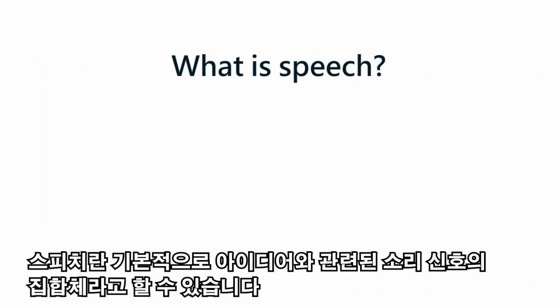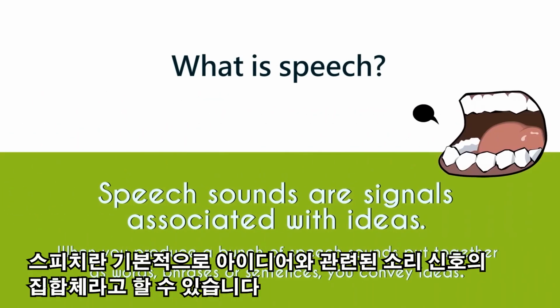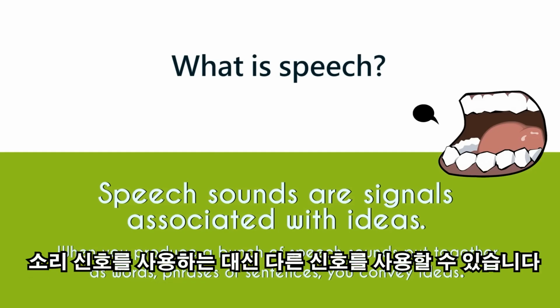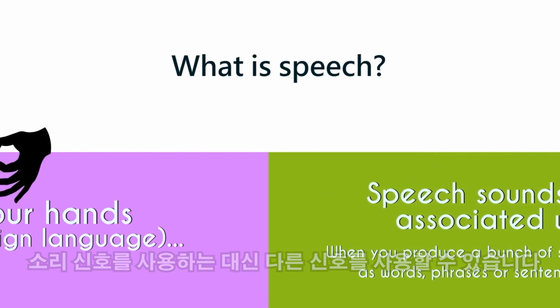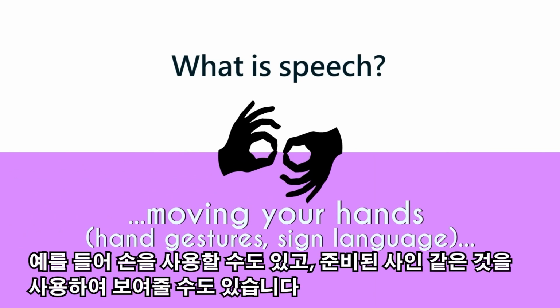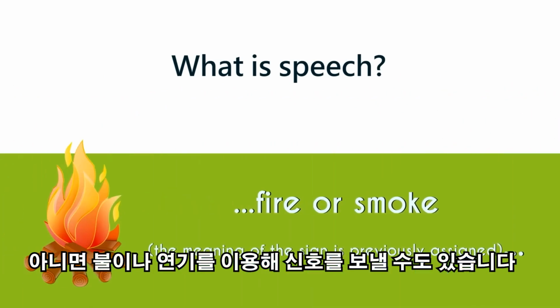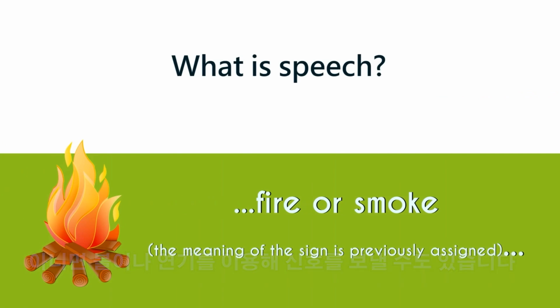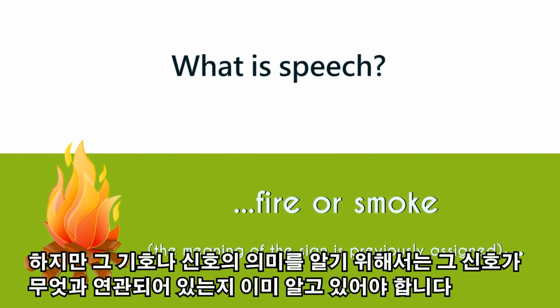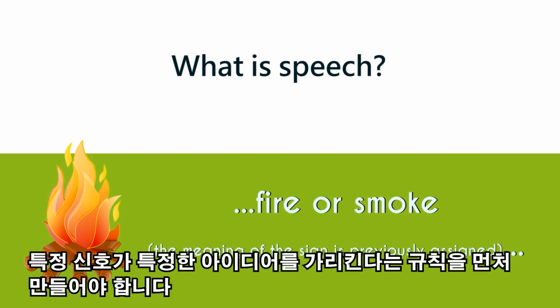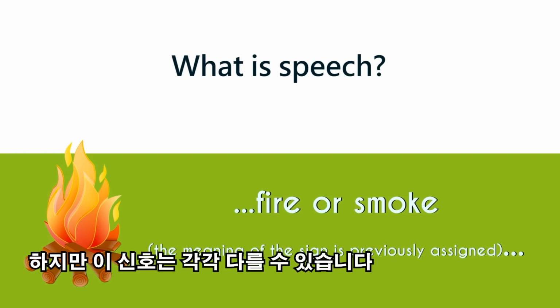What is speech? It's basically a bunch of sound signals that are associated with ideas, right? Instead of using sound signals, we could use other signals. I could use my hands, or I could use a sign which is prepared and show it to you. Or we could use fire or smoke to signal things. But in order to know what the meaning of that symbol or signal is, you need to already know what that signal is associated with. We need to agree, we need to make a convention that this signal is referring to this idea.